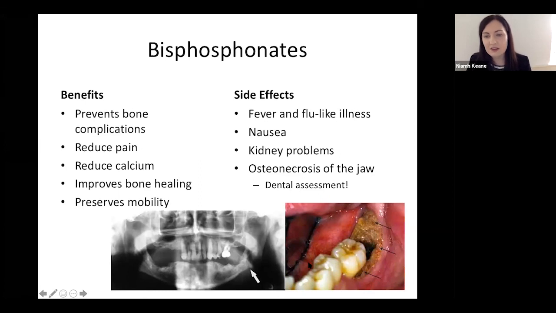So we will always ask patients to have a dental assessment before we give them bisphosphonate, and it's important that we would know if you have any dental work or extractions, etc., coming up, because we always give the bone time to heal after that is done before we would give more bisphosphonate.